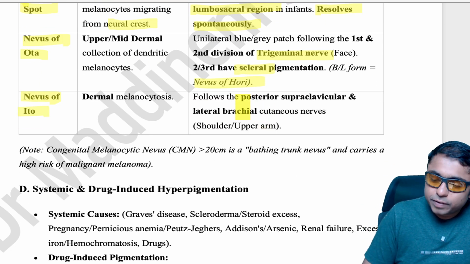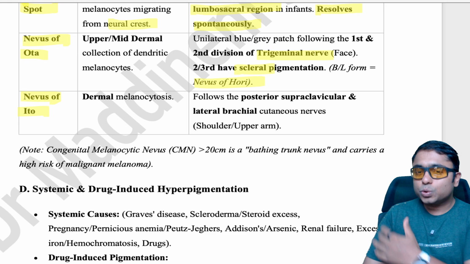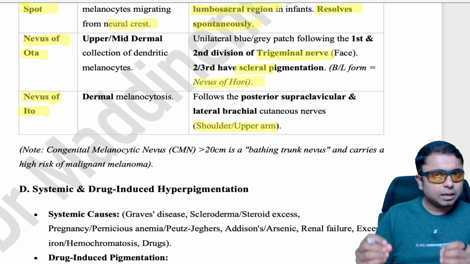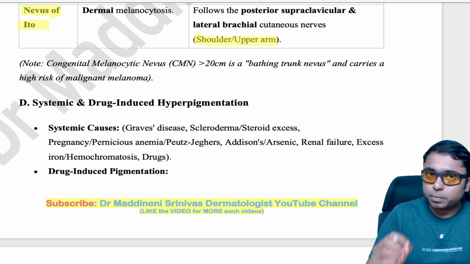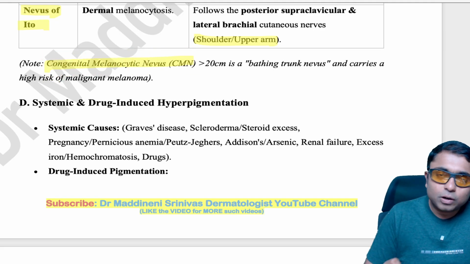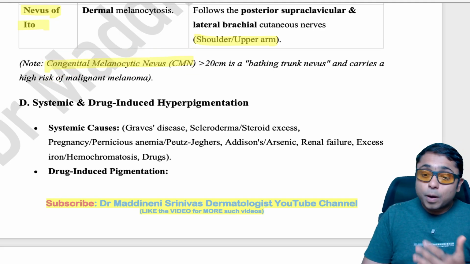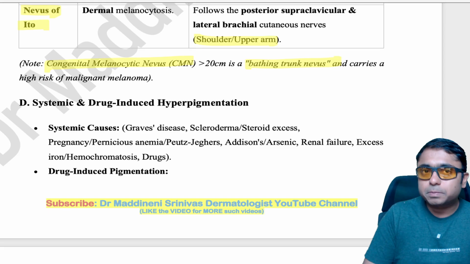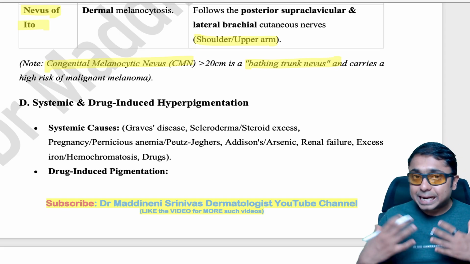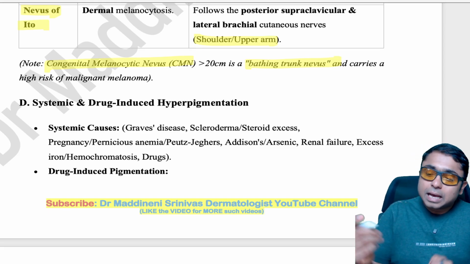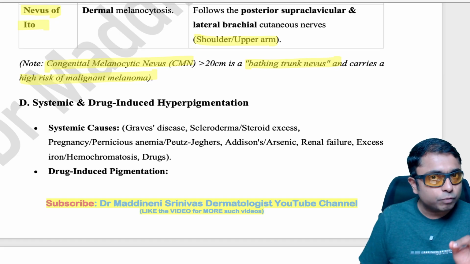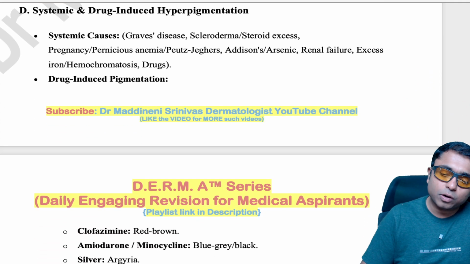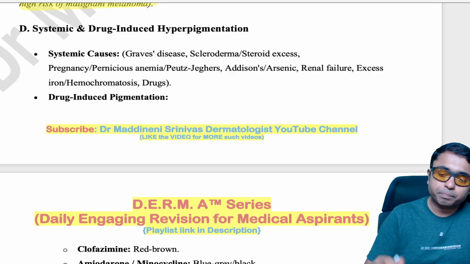Now coming to the nevus of Ito, again it is present over the shoulder or the upper arm. The color is going to be blue, a very, very important color which you have to remember. Congenital melanocytic nevus, if it is more than 20 centimeters and present over the trunk area, is called bathing trunk nevus, and it carries a high risk of malignant melanoma. We should monitor these patients very carefully because they may develop melanoma in the future.